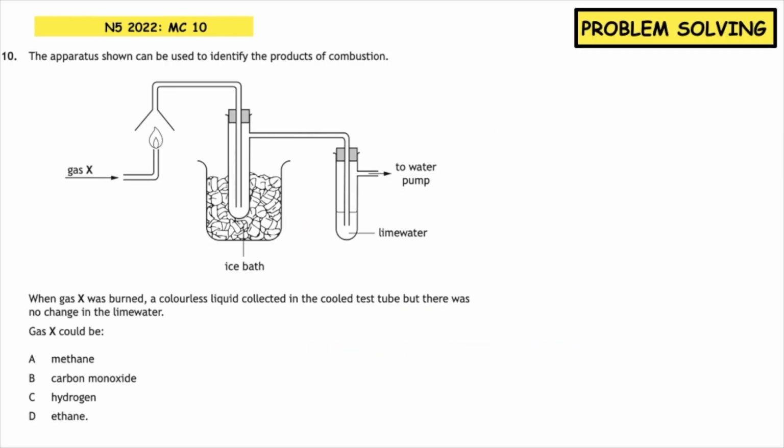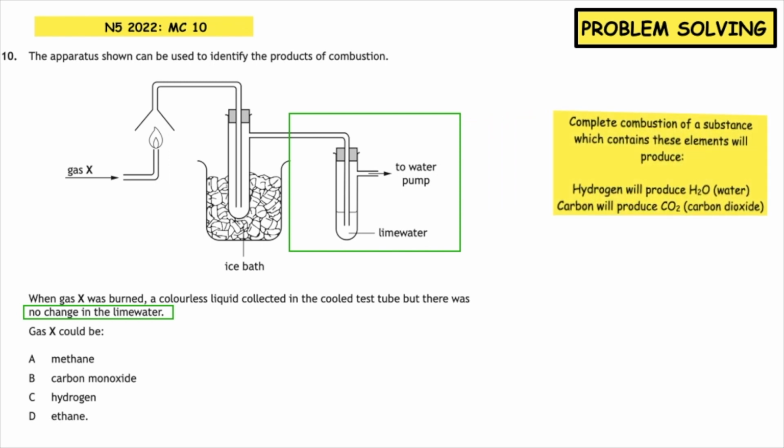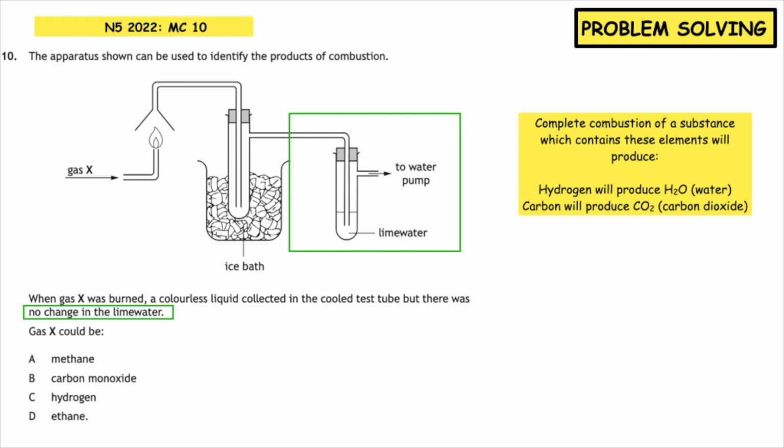Multiple choice 10 is a problem solving question. The apparatus shown can be used to identify the products of combustion. When gas X was burned, a colourless liquid collected and cooled in the test tube, but there was no change in the lime water. What could gas X be? So firstly, you need to know the products of complete combustion. If you have hydrogen and you completely burn it in oxygen, you'll produce water, which is our colourless liquid, which the text has told us has been collected in the test tube.